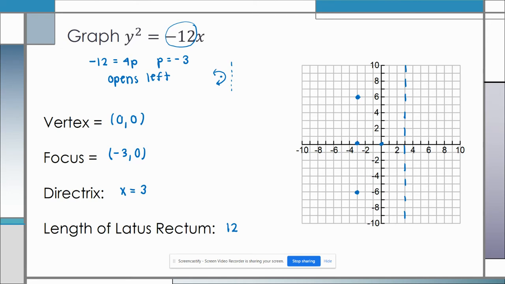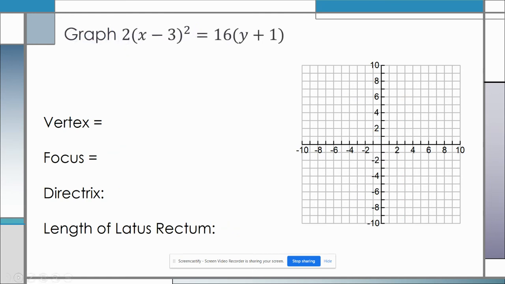So notice that together, that is a length of 12, but I cut it in half from the focus point and line that up. So if I now connect the endpoints of the latus rectum to that vertex point, there is my full parabola.